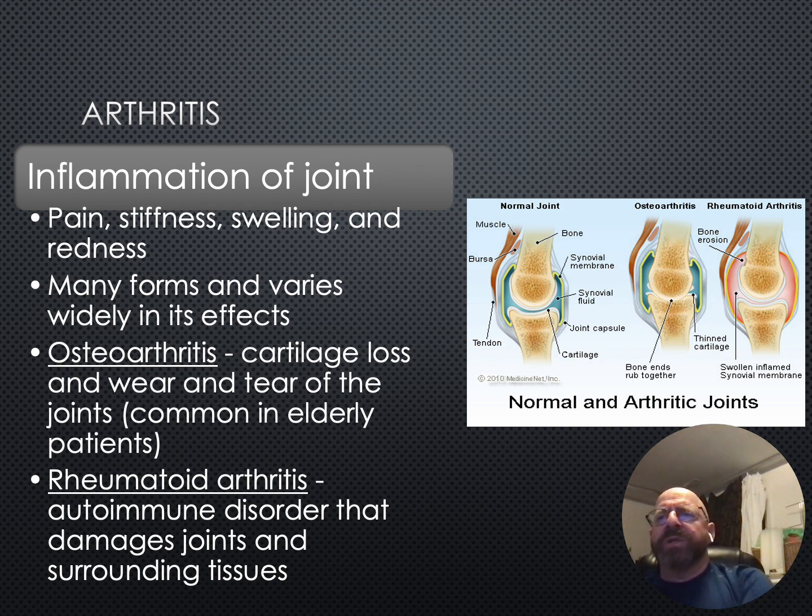Arthritis is a specific degenerative process with pain, stiffness, swelling, and redness. It has many forms and varies. In osteoarthritis, we have cartilage loss, wear and tear of the joints, or rheumatoid, where it's an autoimmune disorder. The main reason for putting this in with special needs is it is a chronic issue that does lead to permanent mobility challenges and requires careful assessment and accommodation.